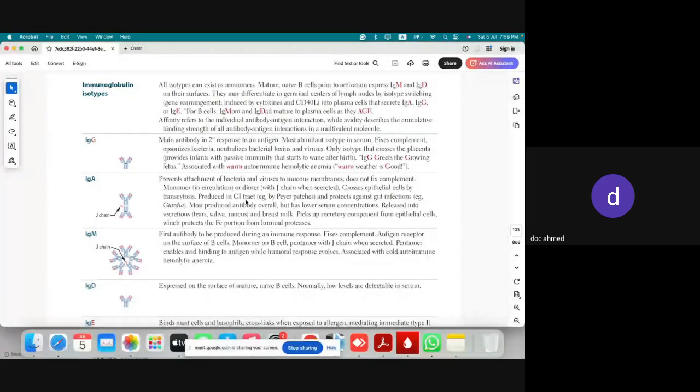So what do you think? Can this big structure cross the placenta? No. Perfect. So let's discuss the concept of avidity and affinity. That's really important. You're going to have a Google MCQ related to that.